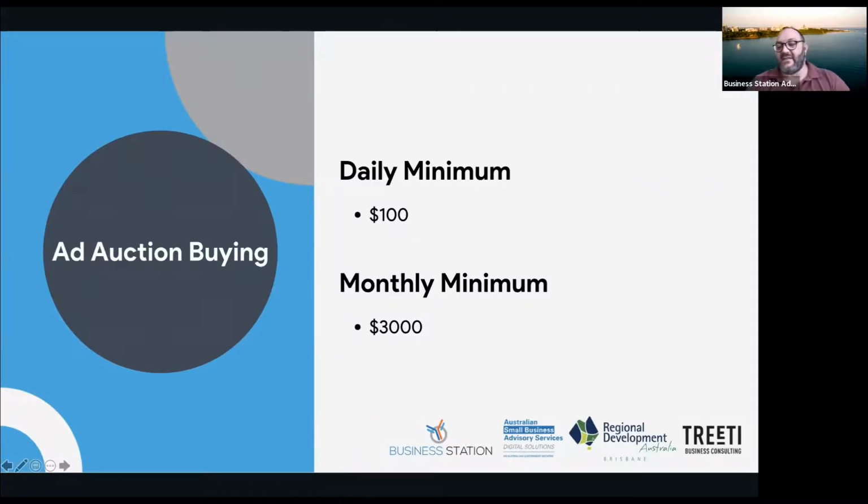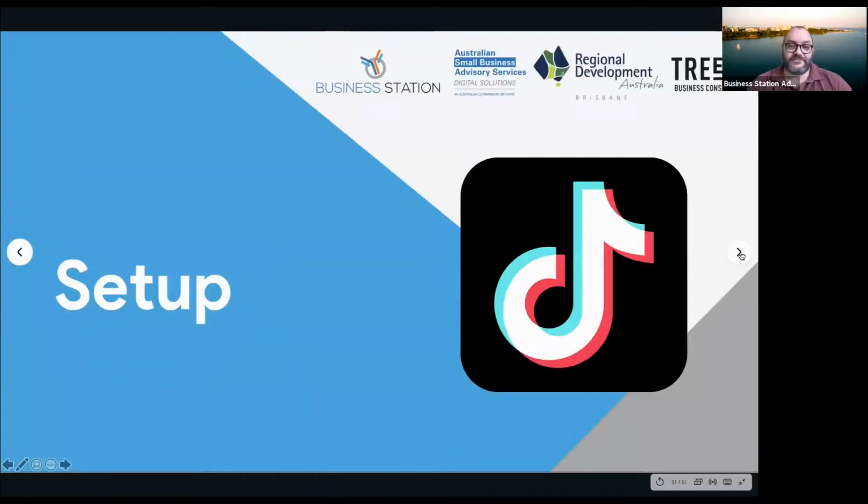But the problem is, though, you can't guarantee it's going to get in front of people, because you're going to be dependent upon whether your creative tool is particularly creative and people particularly like it. So that's a bit of a reality check when it comes to advertising on this platform. Daily minimum of $100, which means a monthly minimum of $3,000.